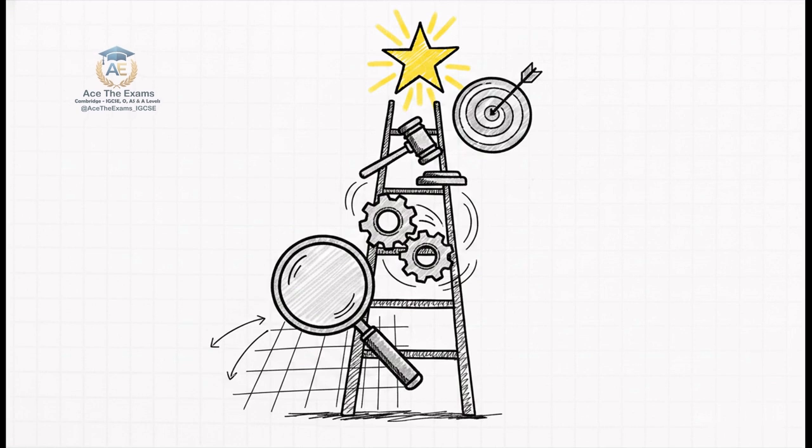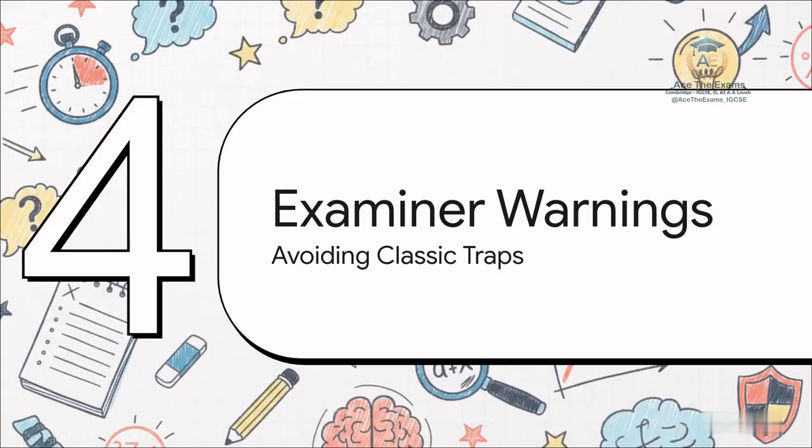If you just jump to the end and write down the final conclusion without showing the examiner the extracted data and your interpretation steps, you are skipping the rungs on the ladder. And if you skip the rungs, you will fall short of the total available marks. Every single time. Let's bring it home with Section 5, Examiner Warnings and Avoiding the Classic Traps.